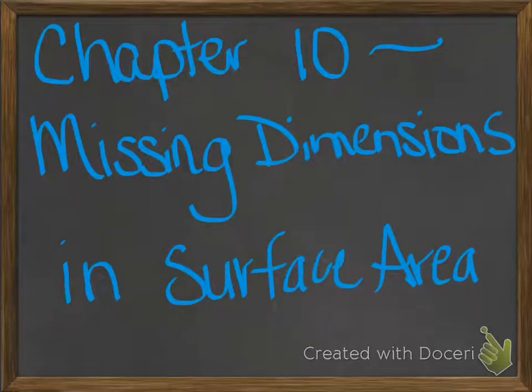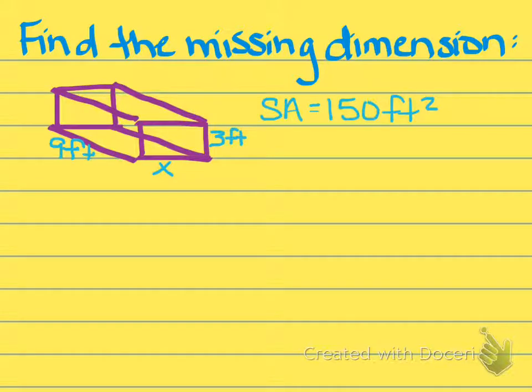Okay guys, we're going to start by looking at our Chapter 10, Missing Dimensions and Surface Area. And I've got several different examples. I'm going to do one, and then I'm going to have you do one, and then I'll go over it very thoroughly, and then I'll do a different type and so forth and so on.